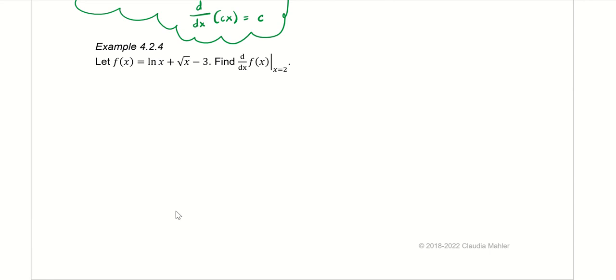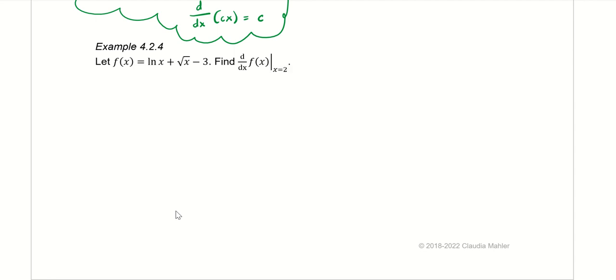Here, we're letting f of x equal the natural log of x plus the square root of x minus 3. Here's some slightly new notation. We want to find, there's Leibniz notation, the derivative of the function with respect to x at a specific value, namely when x equals 2.